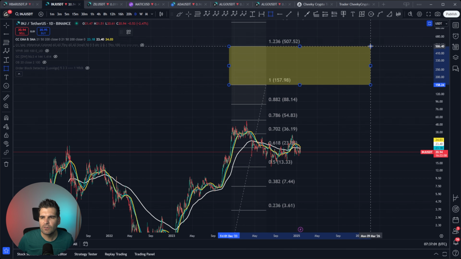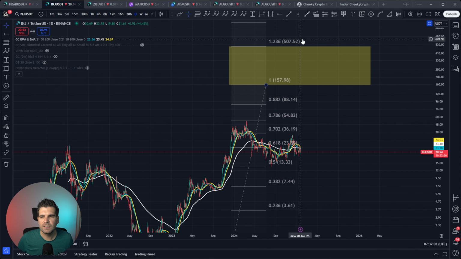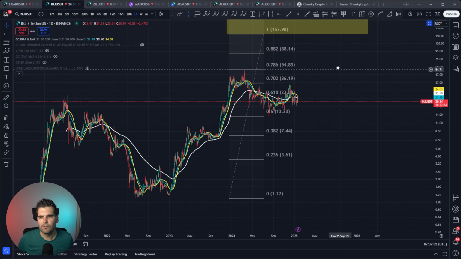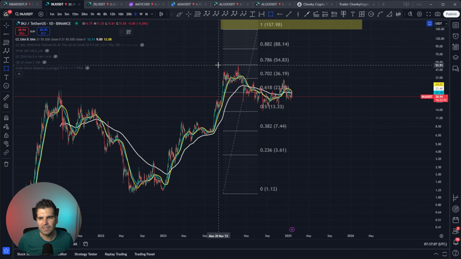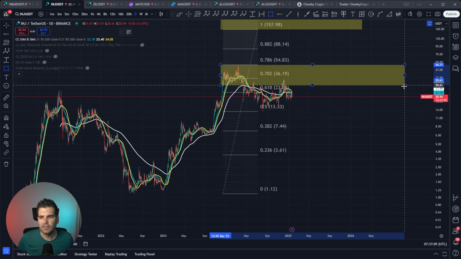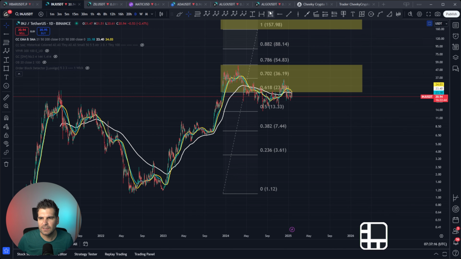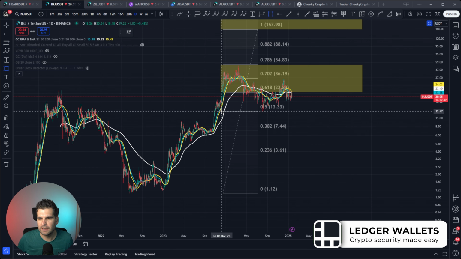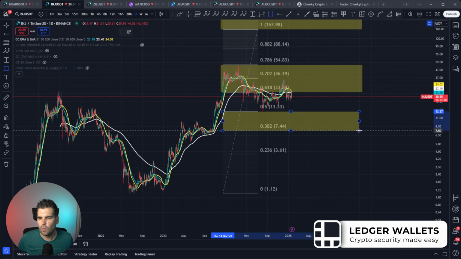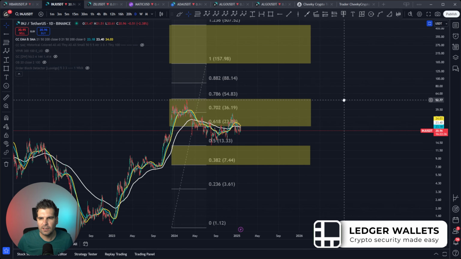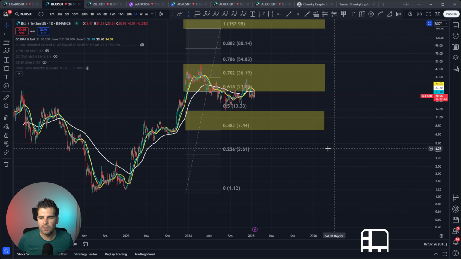It's going to range right in here between 157 and 507. Now, of course, in that, there's going to be some other key areas that we want to focus on. I'm going to just highlight these right now into these little yellow box areas, specifically around these key Fibonacci areas, and then I'm going to communicate with you guys why these are important.